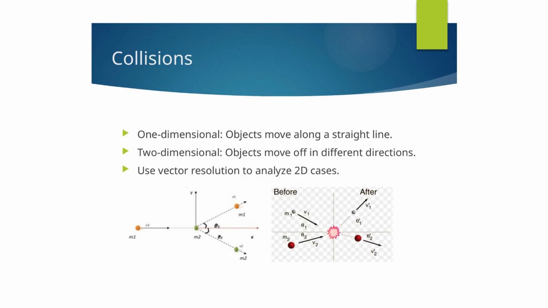Let's talk about collision types. In one-dimensional collisions, all motion happens along a straight line. In two-dimensional collisions, objects move off in different directions, and we resolve their momentum into x and y components. You'll see this in action in just a bit.